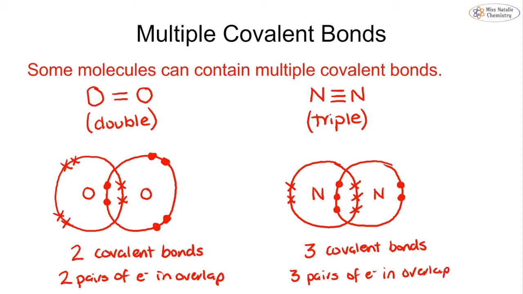In an exam, you could be asked to draw these out, so it is important that you do practice how to draw the double and triple bonds. And it just simply means you have more than one pair of electrons in your overlap.